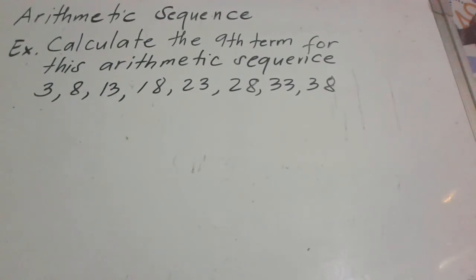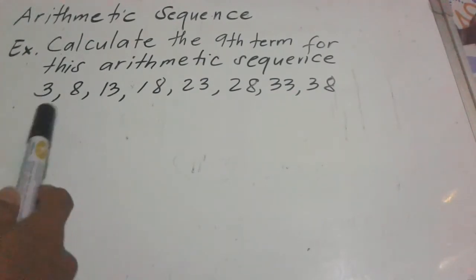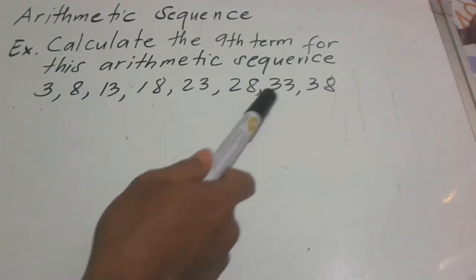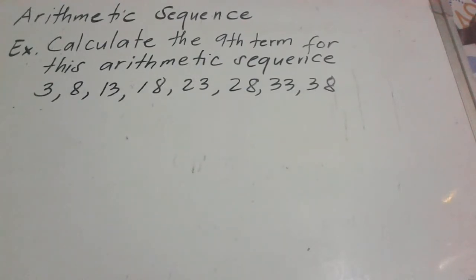So, para mas madali natin maintindihan, we have an example here. Calculate the 9th term for this arithmetic sequence. Ito yung i-calculate natin, yung 9th term. By the way, ito yung mga sequence of numbers: 3, 8, 13, 18, 23, 28, 33, and 38. Kung mapapansin natin, pang 9th term ang hahanapin natin.